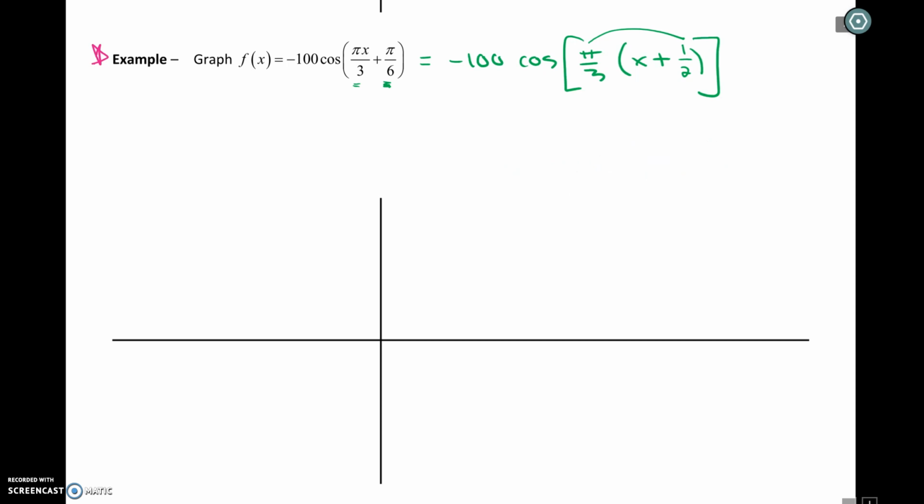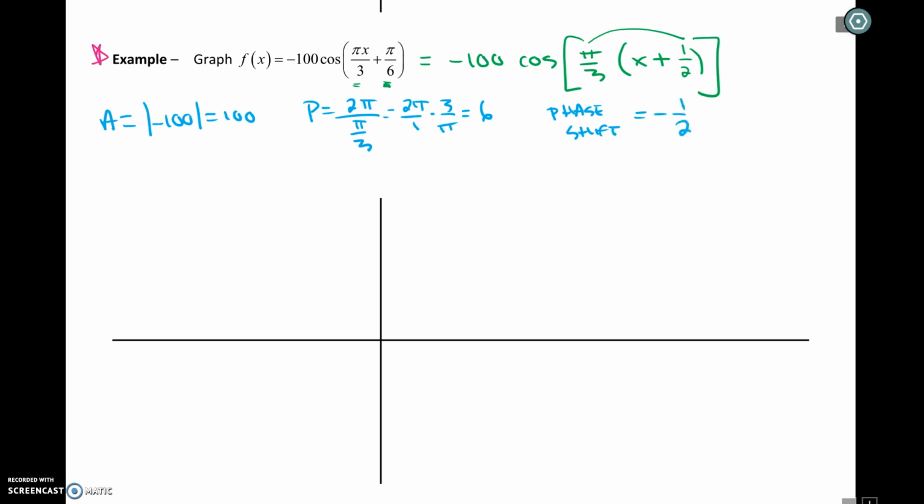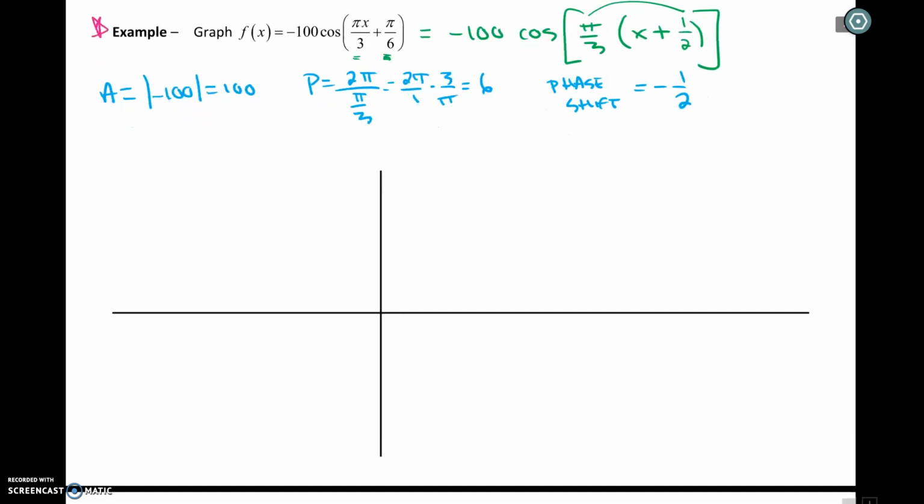So this is x. So now let's identify the important characteristics. The amplitude is the absolute value of 100, which is 100. The period is 2 pi over b, which is pi over 3. That's 2 pi over 1 times 3 over pi. Period is 6. And then my phase shift is negative 1/2 unit to the left. That is negative 1/2. Phase shift is a number. Please don't forget that. All right, so that's the stuff I need. And then it's a cosine.